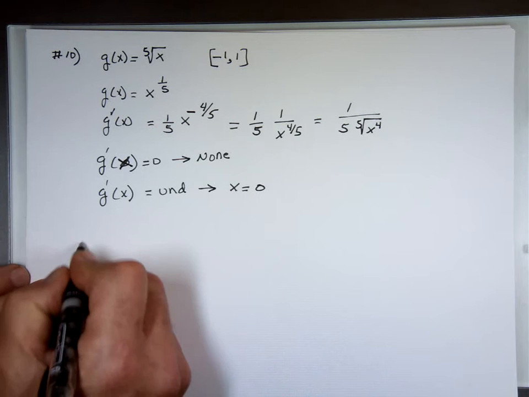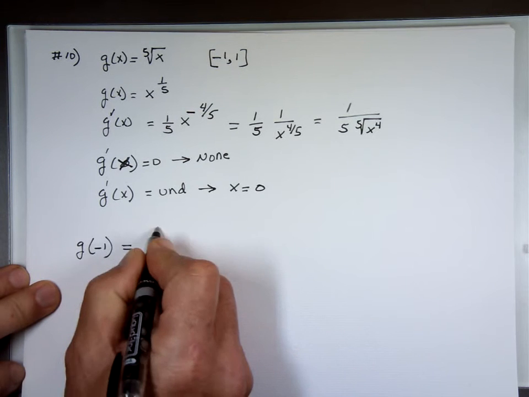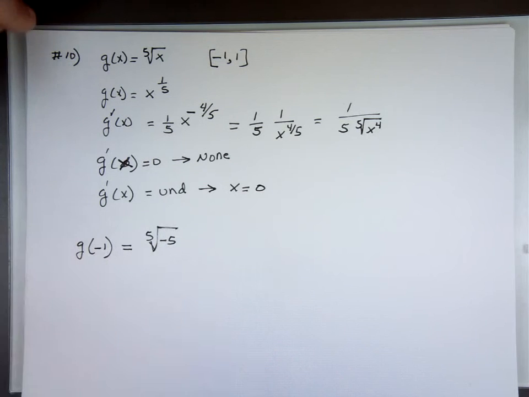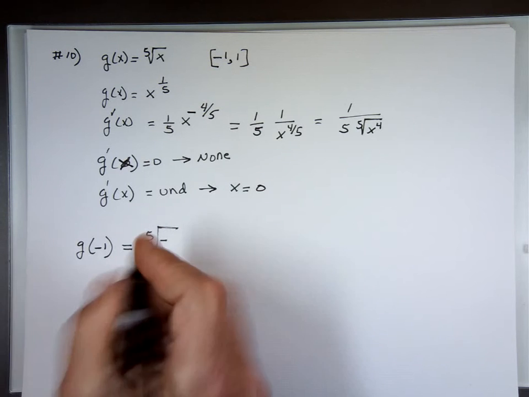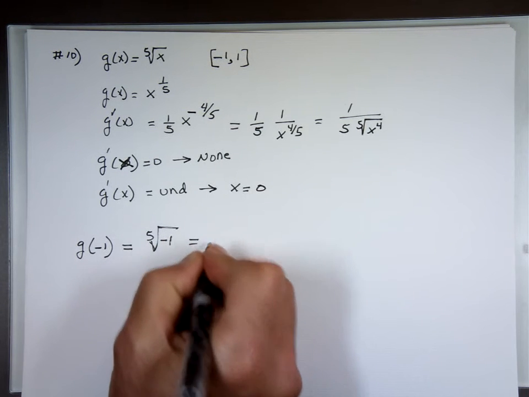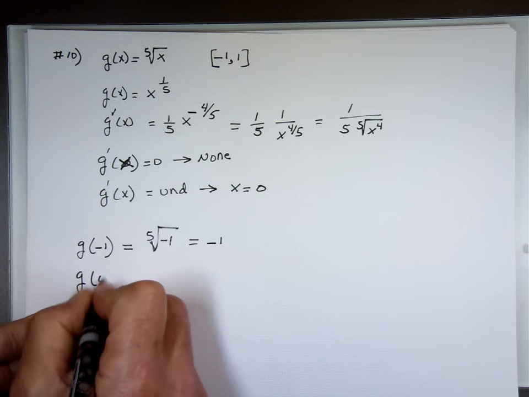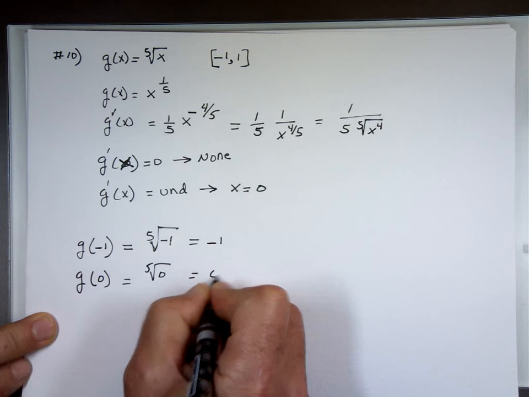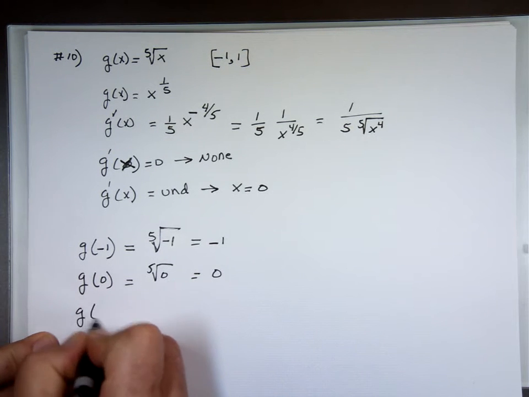What is the value at -1? It's the fifth root of negative 1. The good news is you can take the fifth root of negative 1, because that's an odd power, and that's negative 1. Negative 1 times itself 5 times, the result is minus 1. What is the fifth root of 0? 0. And the next one, what is the fifth root of 1?